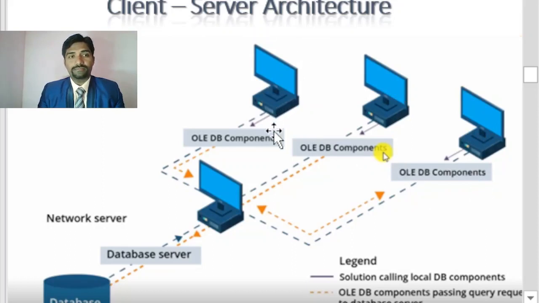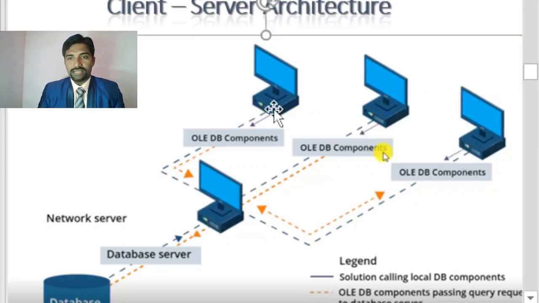Just look at the components. Imagine these are the end users. Three end users are there, and here is the network server. These three end users send requests to the network server, which receives the requests and sends them to the database server. The database server evaluates the query priority and sends back the exact result to the network server. And the network server again sends it back to the end users. This is the client server architecture.